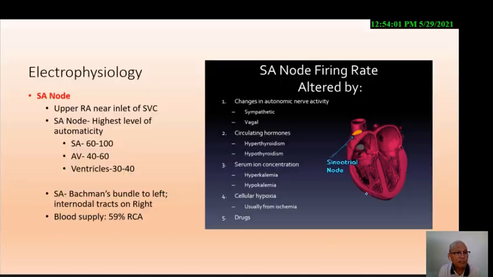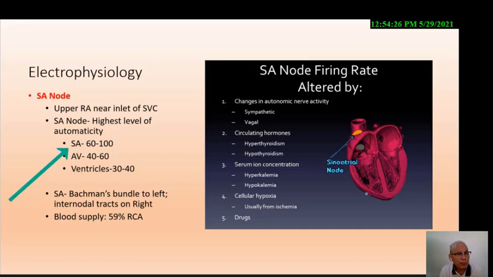So what is the function of the SA node? Again, the SA node is the one that generates and sets the pace of the heart rhythm, and therefore it is known as the pacemaker of the heart. It is located in the upper right atrium near the inlet of the superior vena cava. It has the highest level of automaticity.